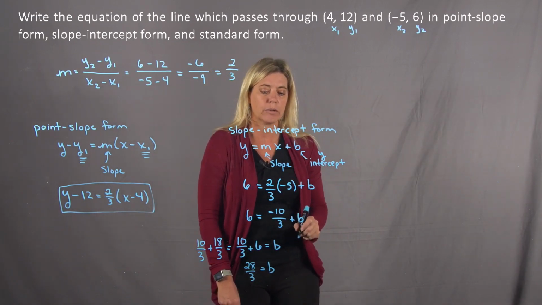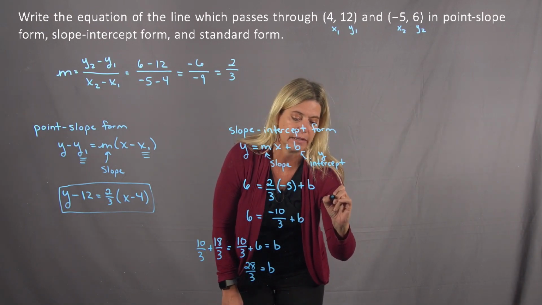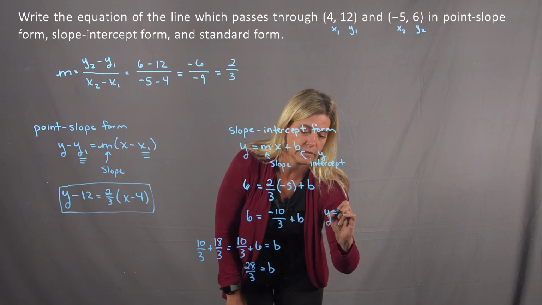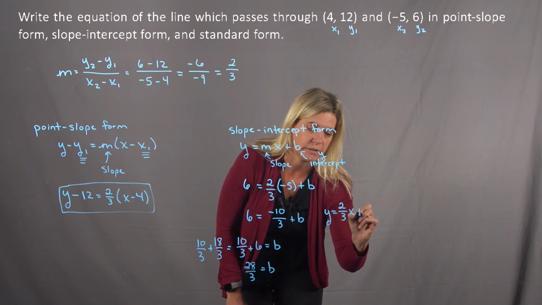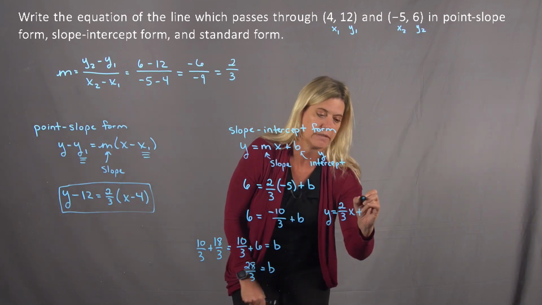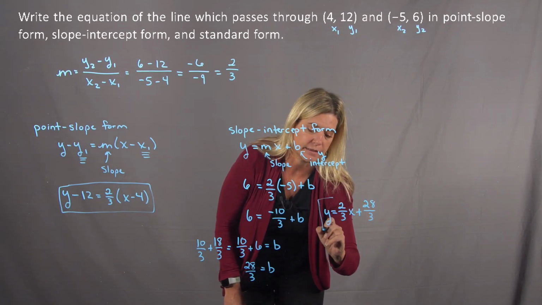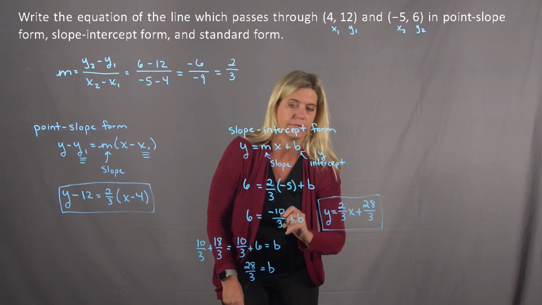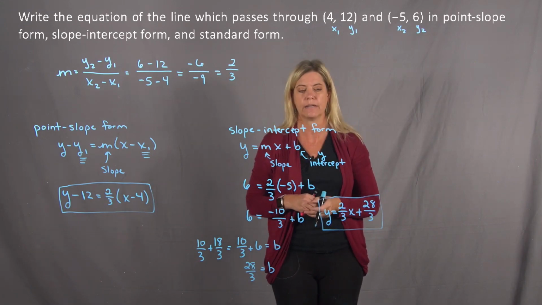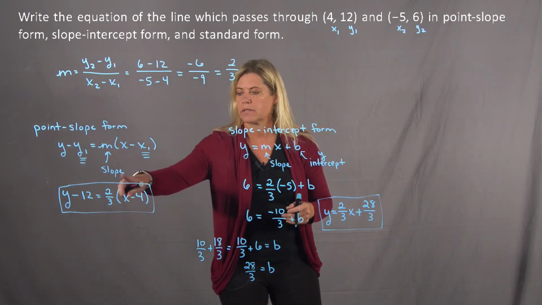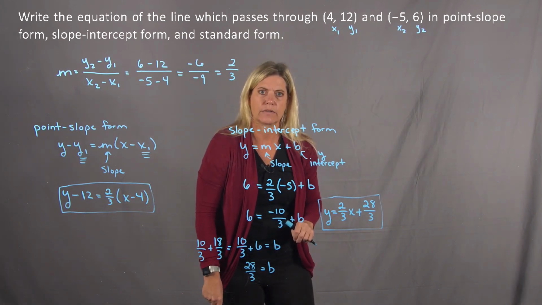So written in slope-intercept form, y equals mx plus b, we're going to get y is equal to 2/3, which is our slope, x plus b, which we found to be 28/3. So that is the same line written in a different form. It's written in slope-intercept form. It tells you a little bit different information than this one did. But again, you could distribute this 2/3, solve this for y, and you should still get this answer over here.